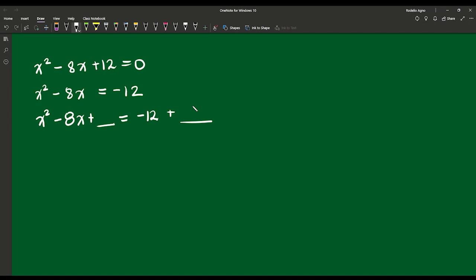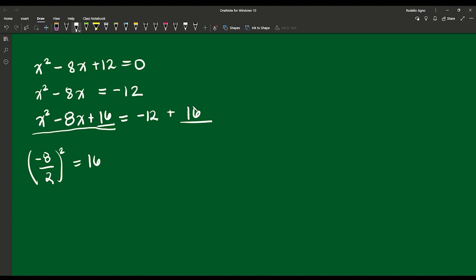So, eto siya. Ang mangyayari, i-divide natin itong 8 or negative 8. Ganun din naman siya. Negative 8 divided by 2. Palaging sa 2 i-divide. And then, tsaka nyo i-square. So, negative 8 divided by 2, that's negative 4. Negative 4 squared is 16. So, mag-a-add tayo ng 16 on both sides of the equation. Okay? So, ang mangyayari ngayon, meron tayong x squared minus 8x plus 16.